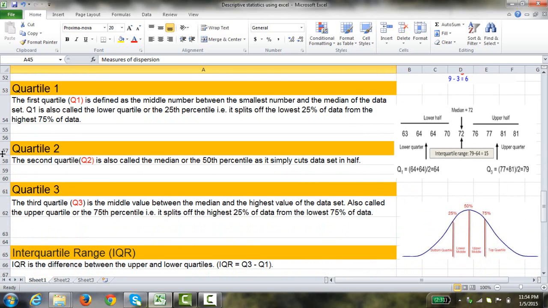Let us see what is quartile 2. The second quartile or Q2 is also called the median or the 50th percentile as it simply cuts the data set in half. Let us see what is quartile 3.